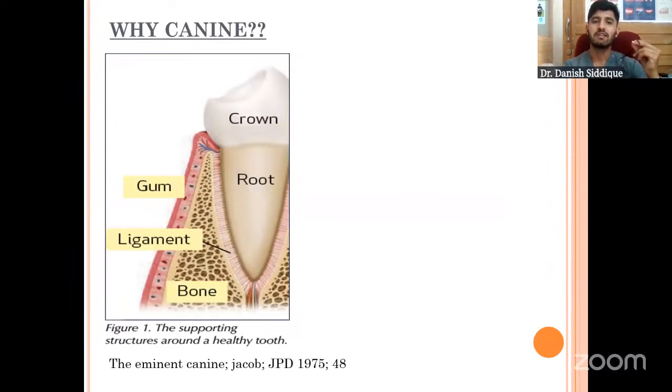Now we need to understand why canine, because as we know, the posteriors are multi-rooted, and the more roots, the more bone support. So why only canine, which is single-rooted? First thing we need to know is that the canine has the longest root in the oral cavity. That is why it's also called the cornerstone, because it has the maximum bone support and more mechanoreceptors. That is why proprioception is best for canine, as well as it being at an ideal position.